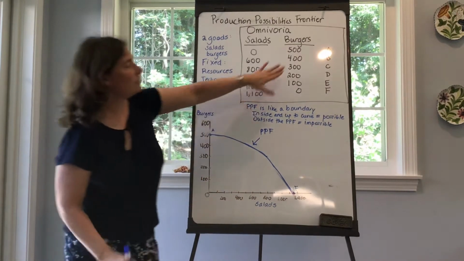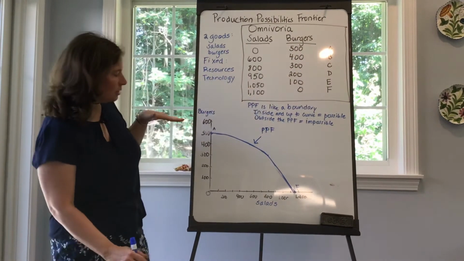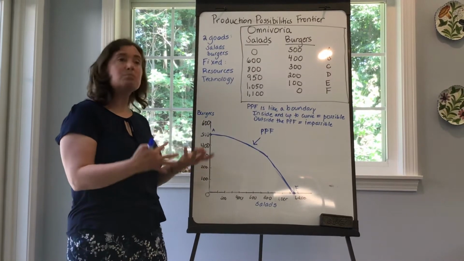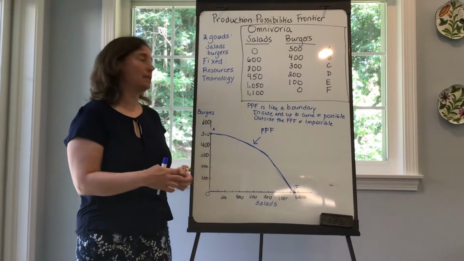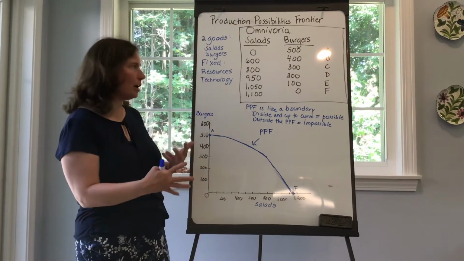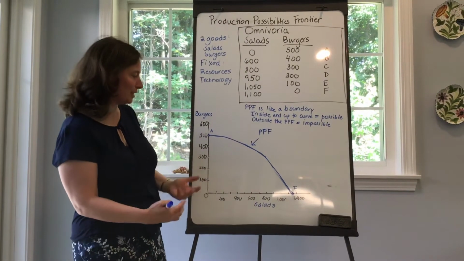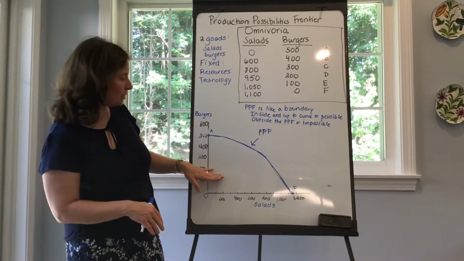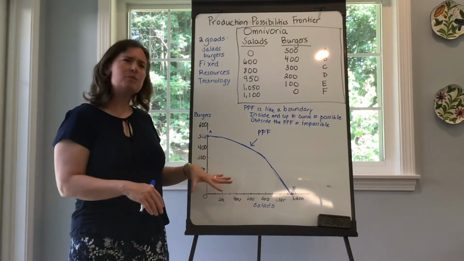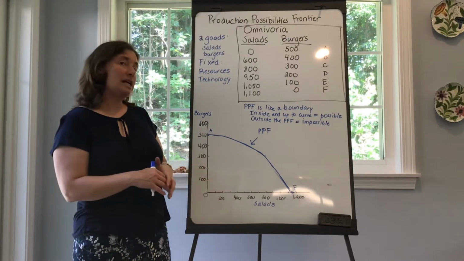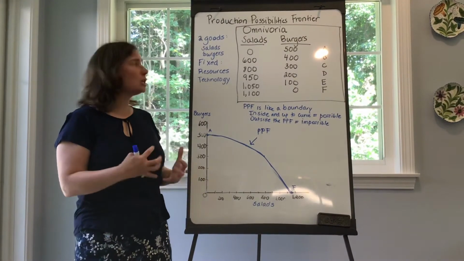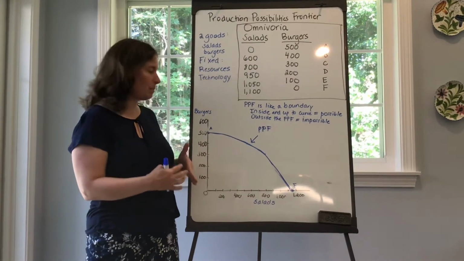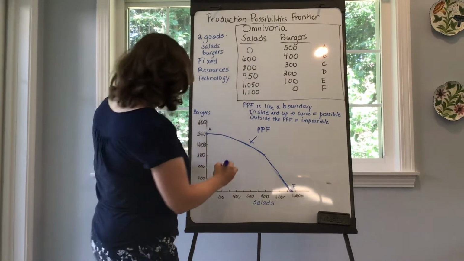Now we only have 6 specific points, but any point along this curve is a possible combination of burgers and salads. There's an infinite number of production possibilities. And in fact, as we just said, inside the curve is possible as well. The problem with being inside the curve is that we're not using all our resources or all our technology as efficiently as possible. What do I mean by that?